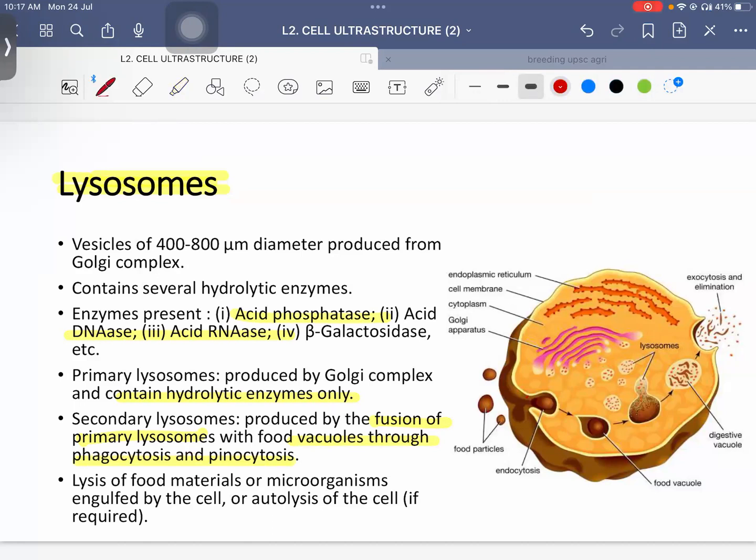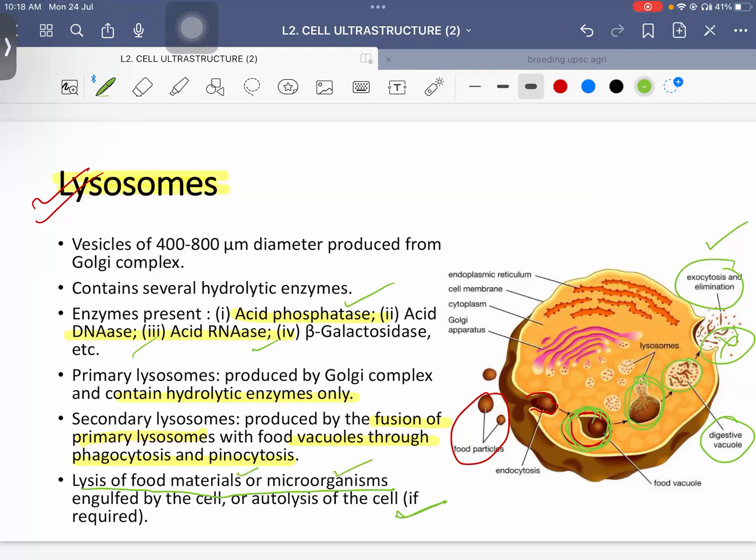Here you can see we have molecules like food molecules or any foreign body. That is the use of lysosomes. They engulf the food molecule, as you can see here, and then the lysosomes act on them and break them, and this is called exocytosis, and they eliminate them. It has digestive enzymes. The function of lysosomes is lysis of food materials or microorganisms engulfed in the cell, or autolysis of the cell if required. First you should remember it has acid phosphatase, acid DNase and acid RNase, which have hydrolytic power. The molecules fuse with the lysosomes and are broken down. So in a microorganism attack, or with some food materials, they are also lysed.